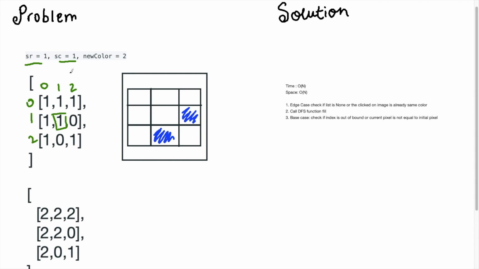And we are asked to color this to a different color, which is 2. So in this case, what we need to do is color not only this cell, but every cell that this is connected to in up, down, and left, right direction to this new color.